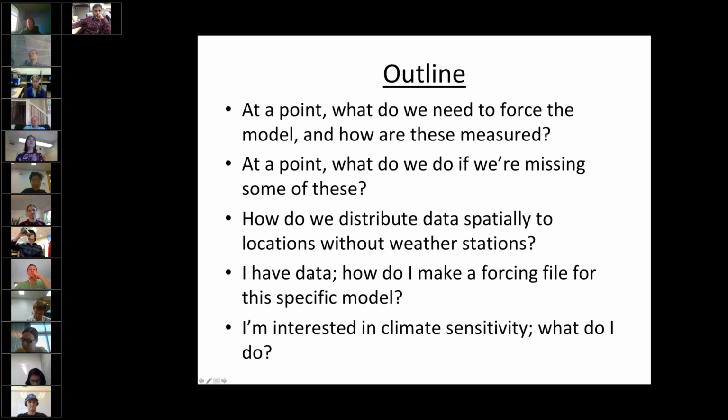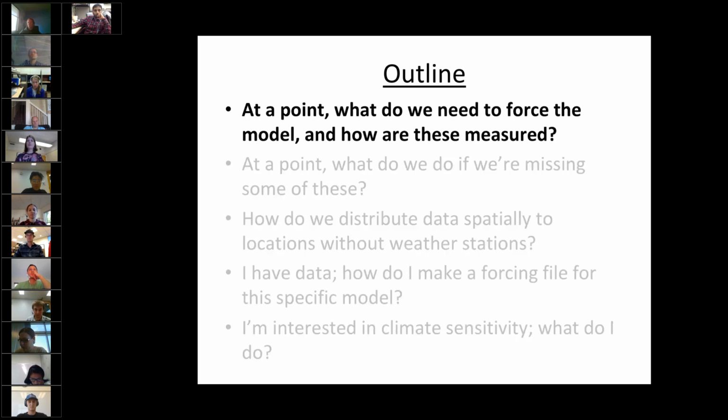Then we're going to go through the more nuts and bolts. Okay, you've got the data, but now how do you make a forcing file for this specific model? And then we're going to finish with one of the most common questions with snow modeling: I'm interested in some kind of climate sensitivity. What can I do with my data to run a climate experiment?